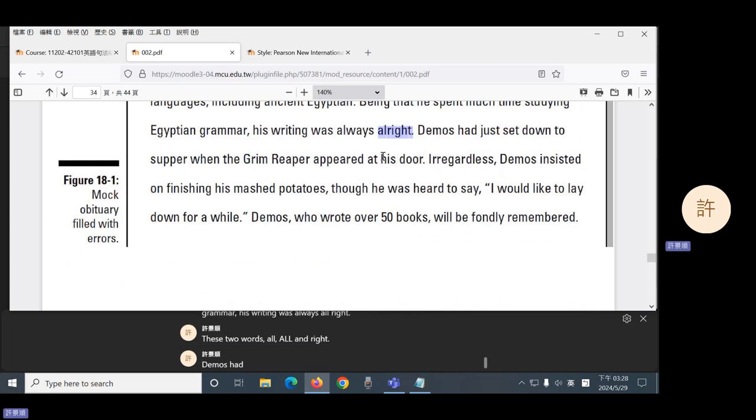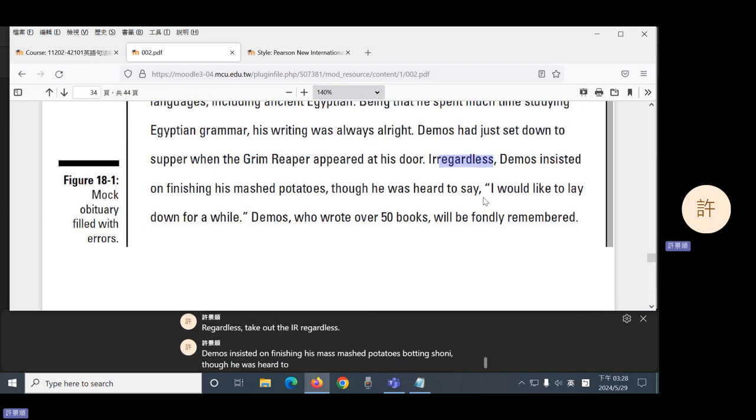"Demos had just sat down to supper." Supper is dinner. "When the Grim Reaper, death, appeared at his door." "Regardless," take out the IR, regardless. "Demos insisted on finishing his mashed potatoes, though he was heard to say, I would like to lie down for a while."